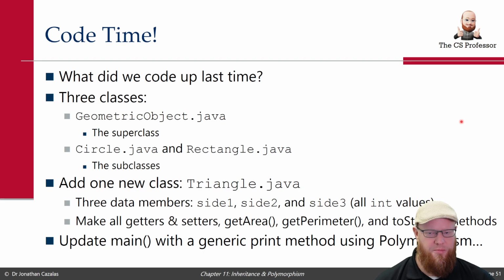We want to now update that by just adding a third subclass, triangle, which will have, of course, 3 sides of a triangle, side 1, side 2, side 3, all integers. We want to make that new class, that new blueprint, make all getters and setters, make the getArea, getPerimeter methods, make its toString method. That should be identical to what we had with the circle and the rectangle.